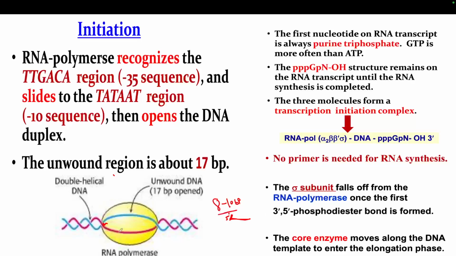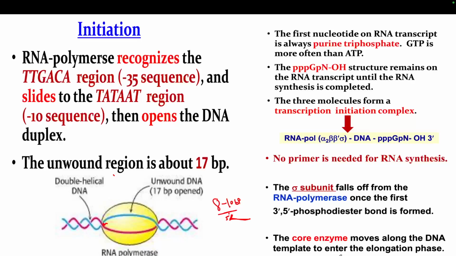The RNA polymerase is attached to it, and the DNA is also there. So this complex is called the initiation complex or ternary complex. For RNA synthesis there is no need of a primer, and the sigma subunit falls off from the RNA polymerase once the first 3' to 5' phosphodiester bond is formed.